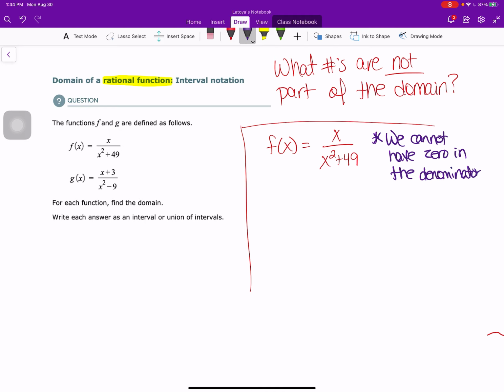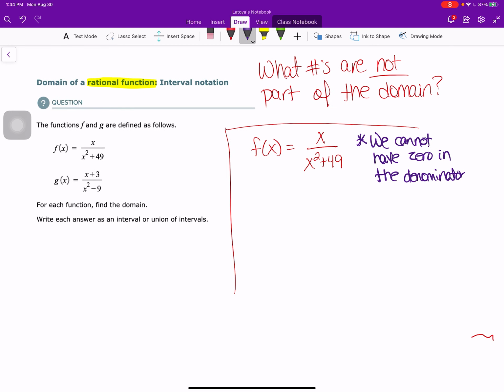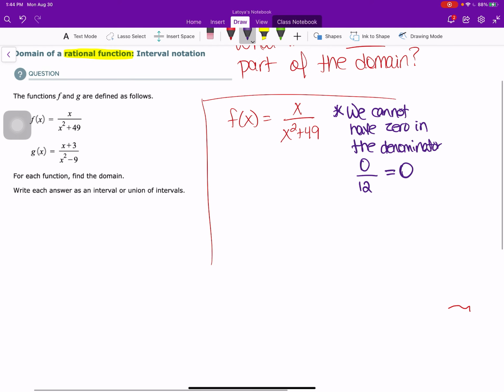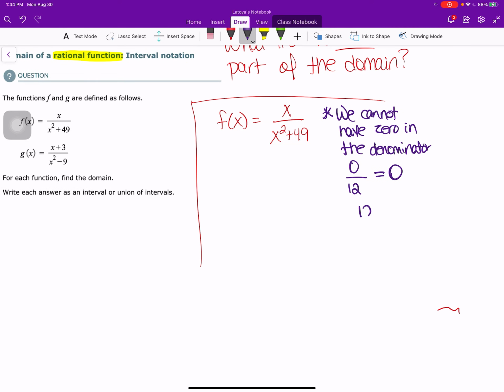Okay, math people are terrible spellers. So here's what I know. If I have a fraction, and just bear with me for a second, and I have 0 in my numerator and some number, I'm just going to put 12 in my denominator. I don't care what I have in my denominator. If 0 is in my numerator, that rational expression, that fraction, will simplify into 0. But if I were to flip that around and put 0 in my denominator, then my expression would be undefined. We cannot have 0 in our denominator.